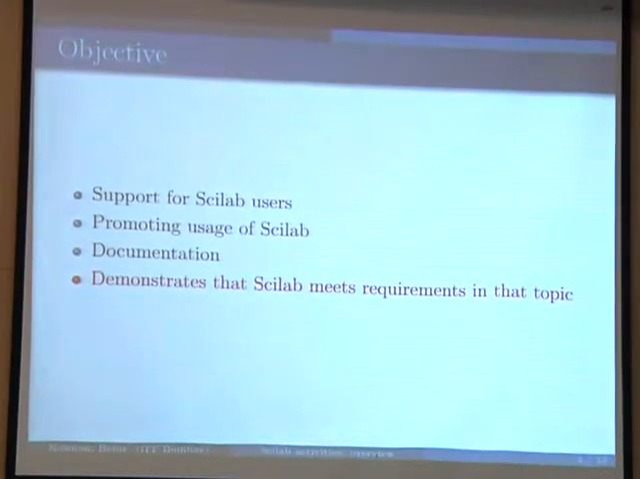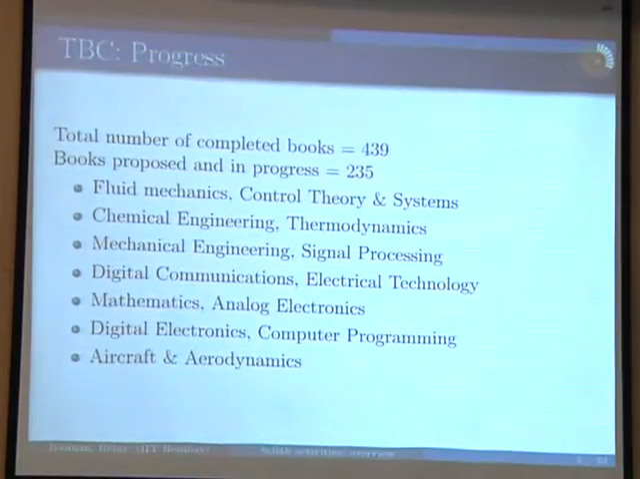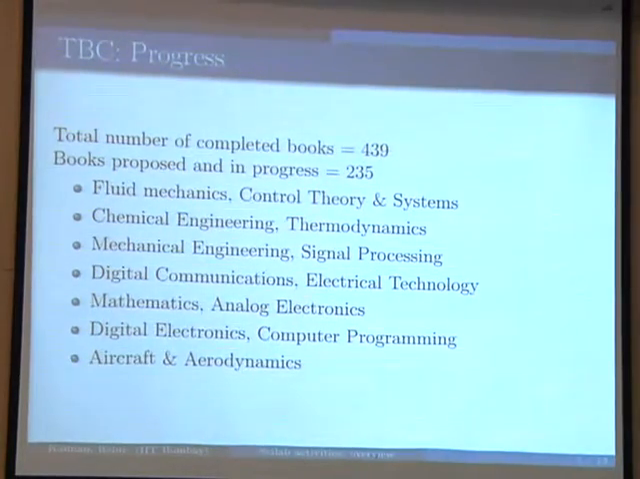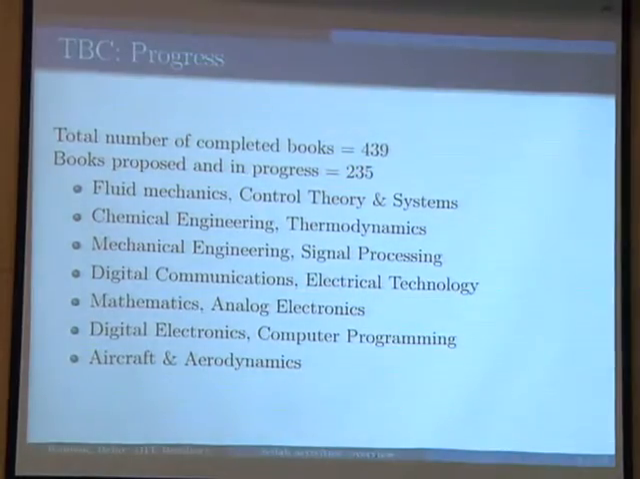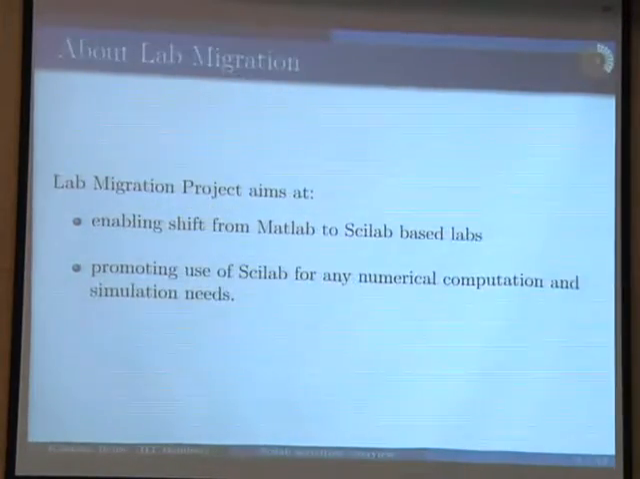Just to give some numbers, across the last 5 years 439 books are already completed, another 235 books are in progress, and these books are across these different areas. This gives an idea that for these different types of textbooks, Scilab has already been demonstrated to be usable in all of them.